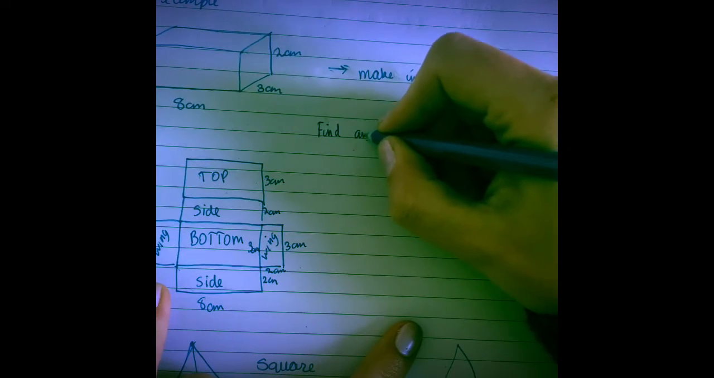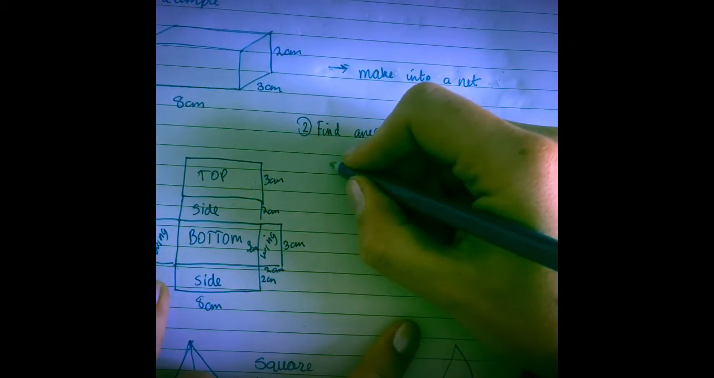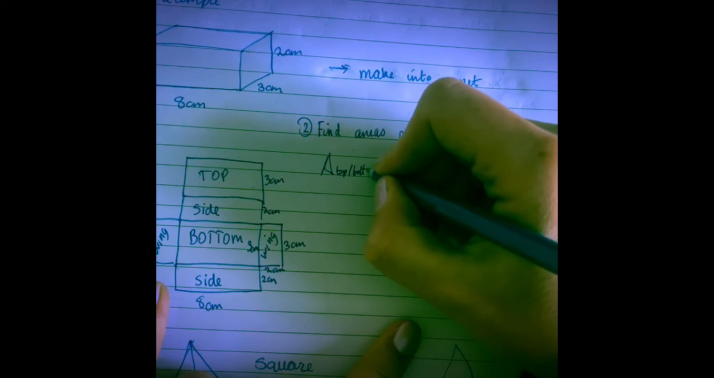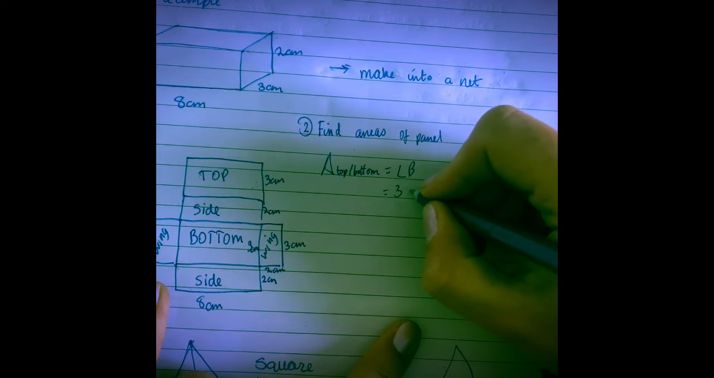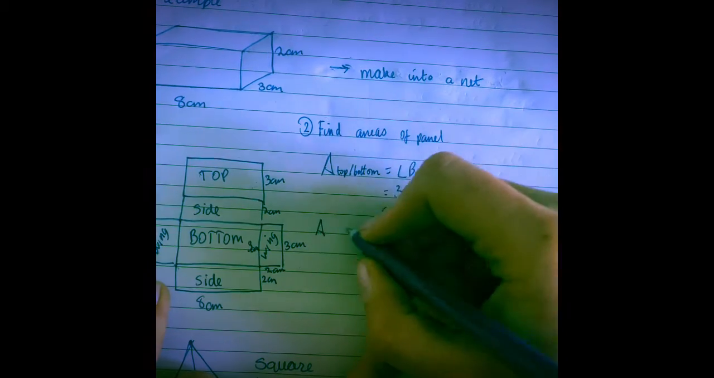So now that we've got the net, we can find the areas of the individual panels. So you've got to consider the area of the top and bottom panels, the area of the wings, and the areas of the sides. As ever, we have formula, working, and answer with units for each of the sections.